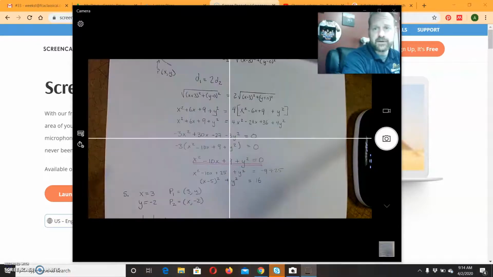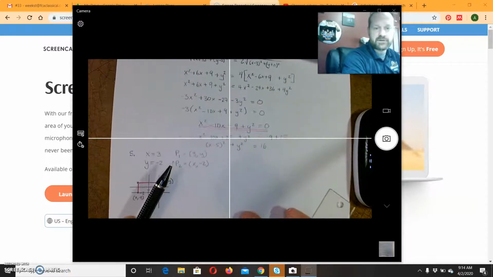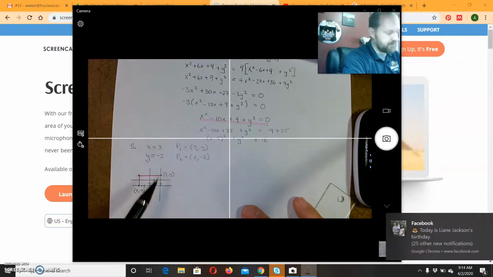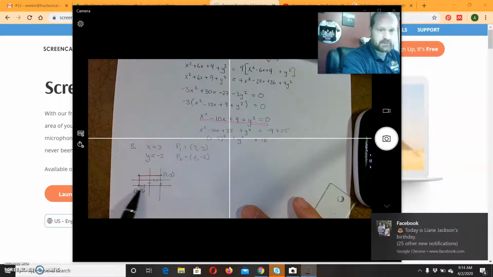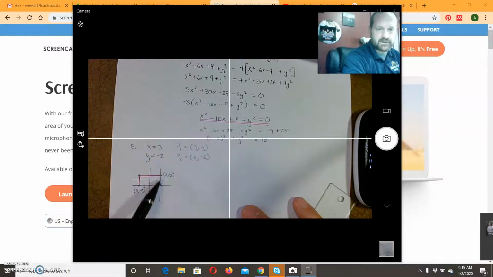Okay, so now take a look at number 5. Number 5 is saying each point is twice as far from the line x equals 3 as it is from the line y equals negative 2. Okay, ignore this a moment. I like to draw a sketch. This is what's going on. Here is the line y equals negative 2. Here's the line x equals 3.